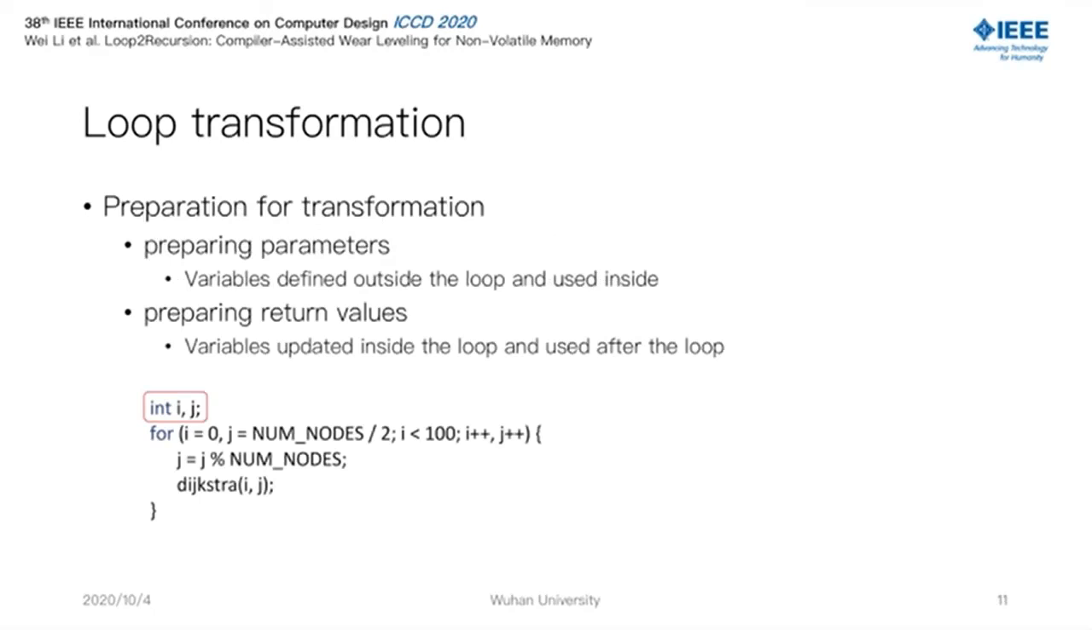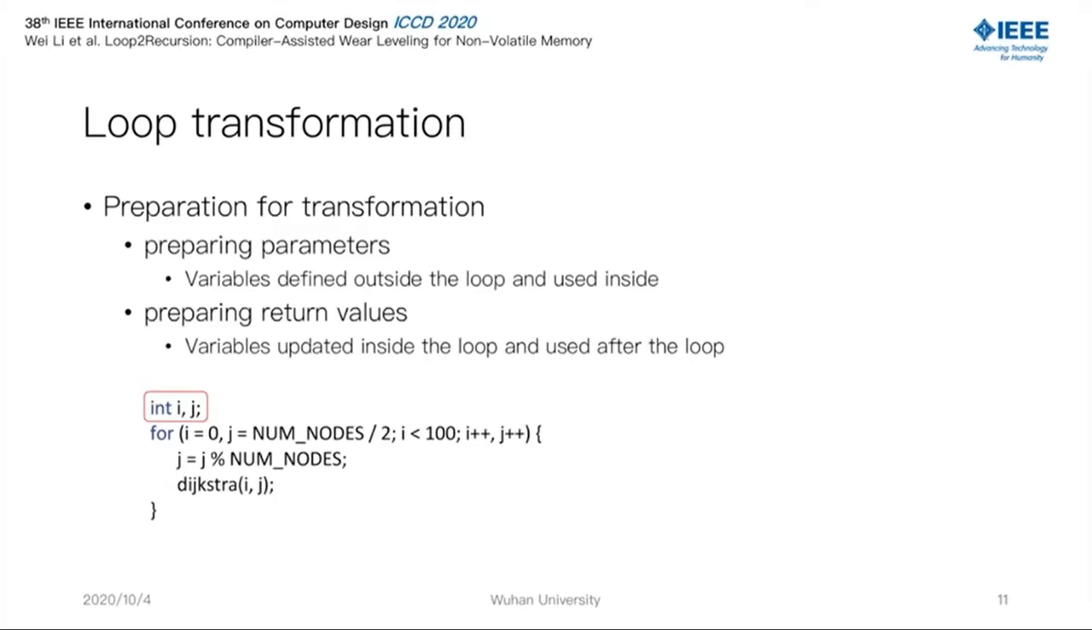Next, we perform the loop transformation. The first step of transformation is preparation. We prepare the parameters and return values for the recursive function to be generated. For parameters, loops tend to use variables defined outside, like i and j in the example below. After transformation, these variables are not accessible inside the recursive function. Therefore, they must be passed as arguments in the call to it.